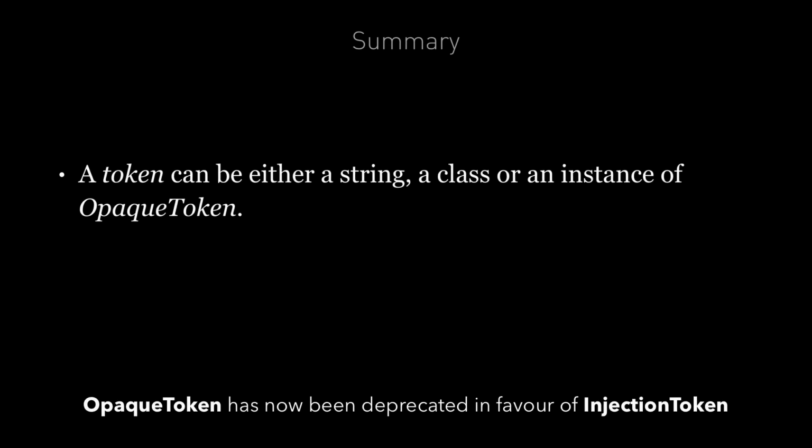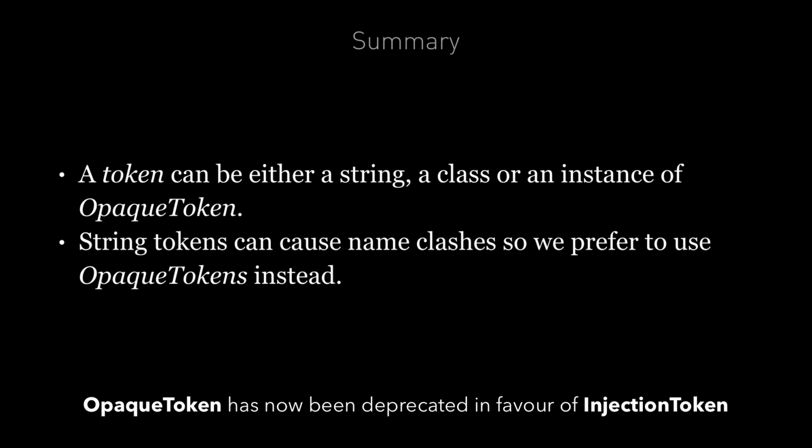So in summary, a token can either be a string, a class, or an instance of opaque token. And string tokens can cause name clashes, so we prefer to use opaque tokens instead. In the next lecture, we're going to look at how we can actually configure dependency injection in Angular.